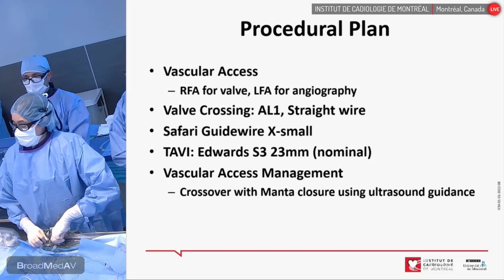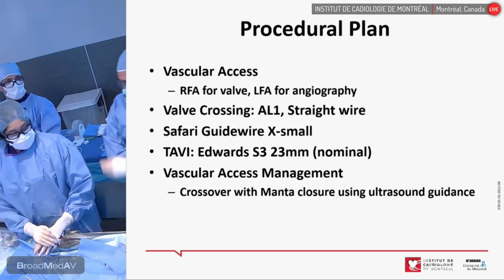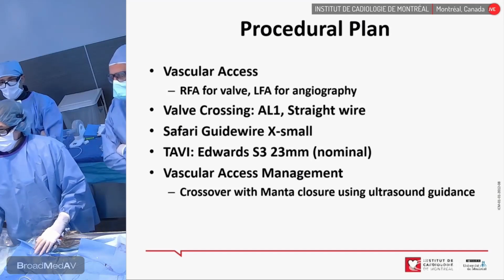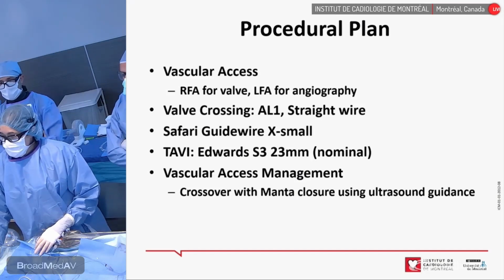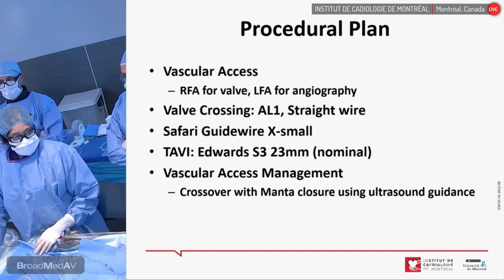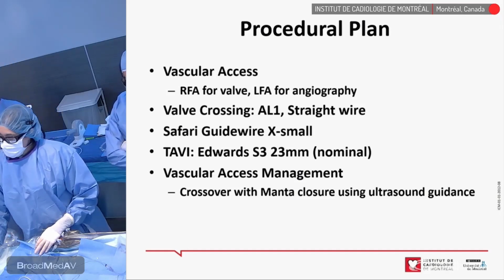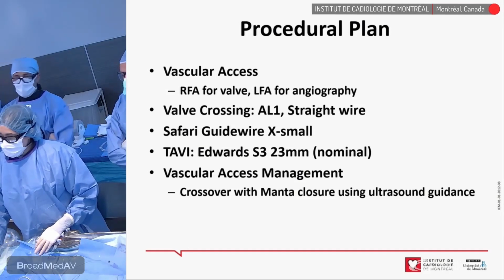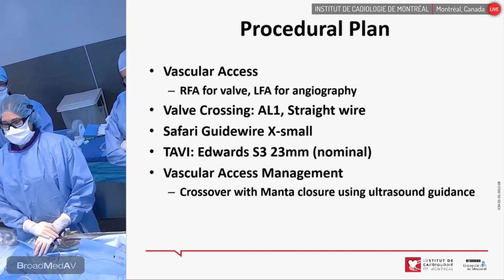So maybe, Walid, if you want to walk us through what our procedural plan is today, and then we'll get going. Oh, thanks, Anita. We are planning, as discussed with Anita and with Raul, to deploy a Sapien valve. Based on our measurement, we will use a 23 Sapien valve. The main access will be the right femoral artery. We are going to cross the valve right away with Raul and put a Safari wire, extra small Safari wire.